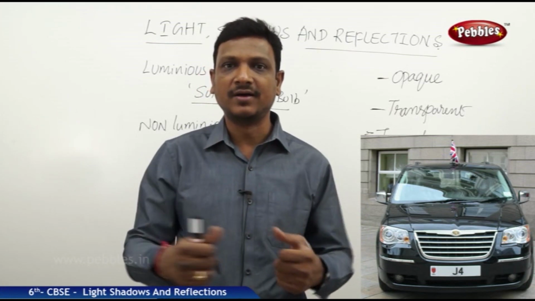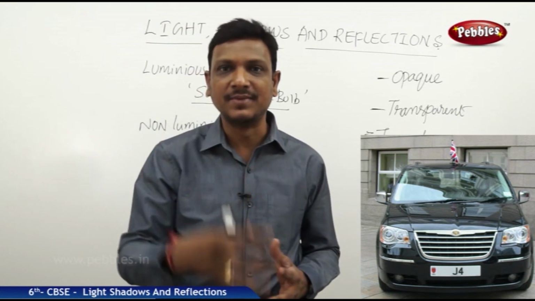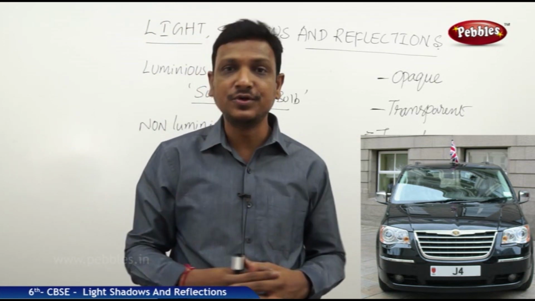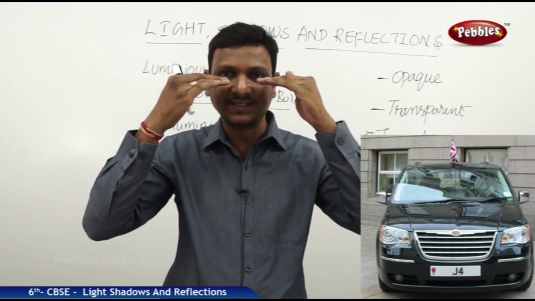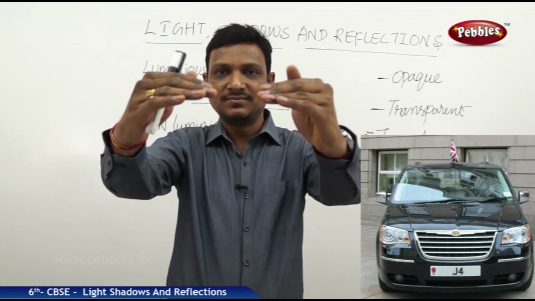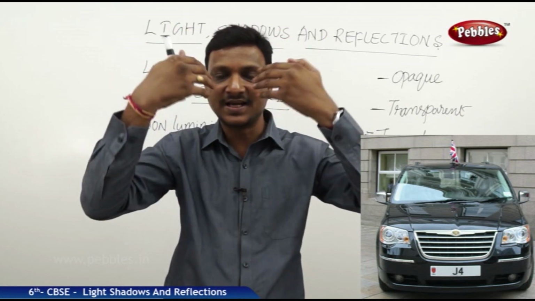So you are driving a car. In front of you, there is some vehicle. A truck is coming. You are able to see the truck. How are you able to see the truck? The light falling on the truck is reflected to your eyes. So the light reflected by the truck is passing through the glass and reaching your eyes.